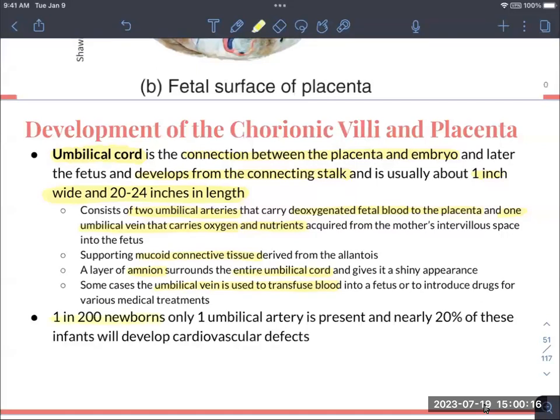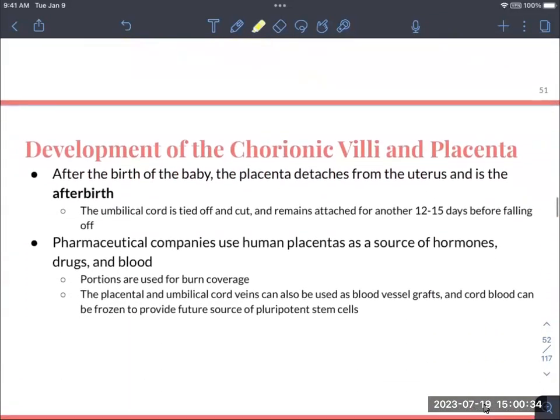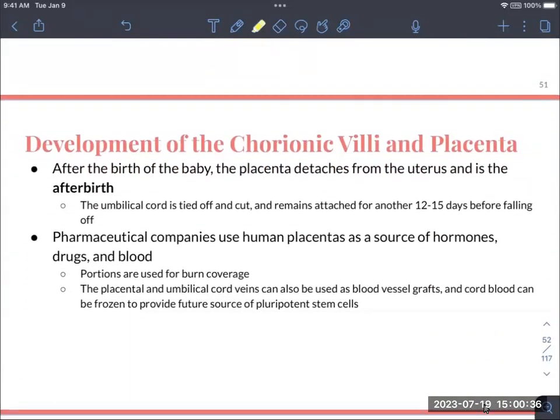1 in 200 newborns only has 1 umbilical artery. And when that happens, 20% of those that have only 1 umbilical artery tend to develop different cardiovascular defects. So after birth, that placenta will detach from the uterus. The umbilical cord gets tied off and cut, and it usually remains attached to that baby for 12 to 15 days before it eventually will fall off.